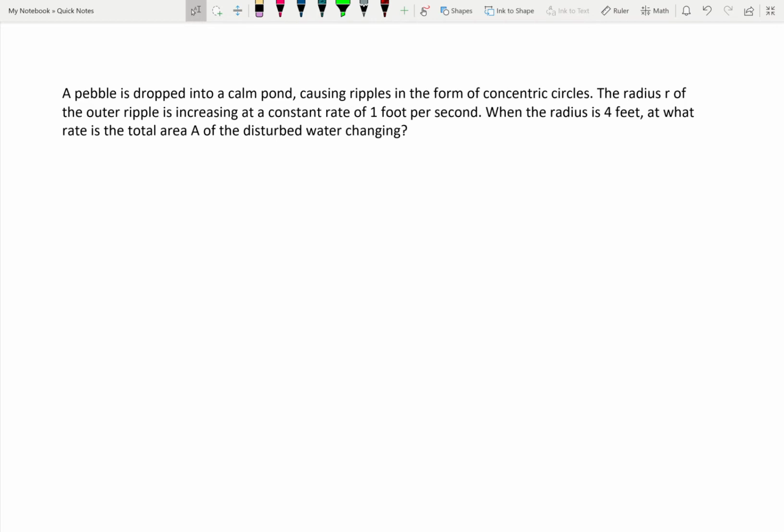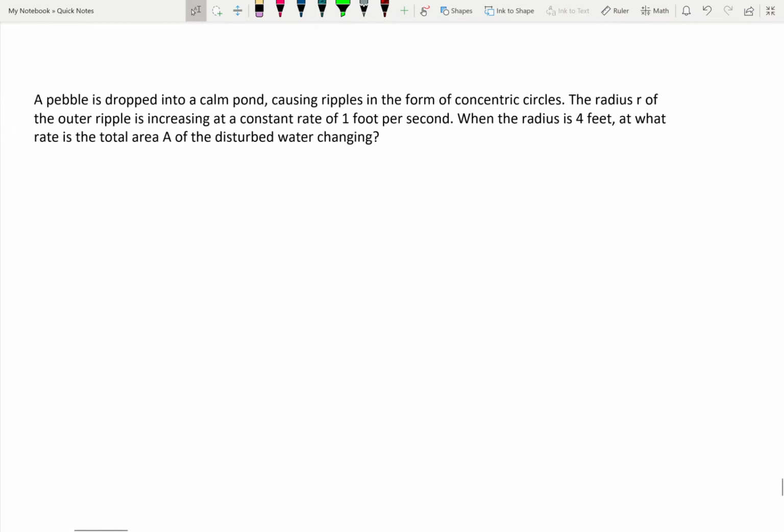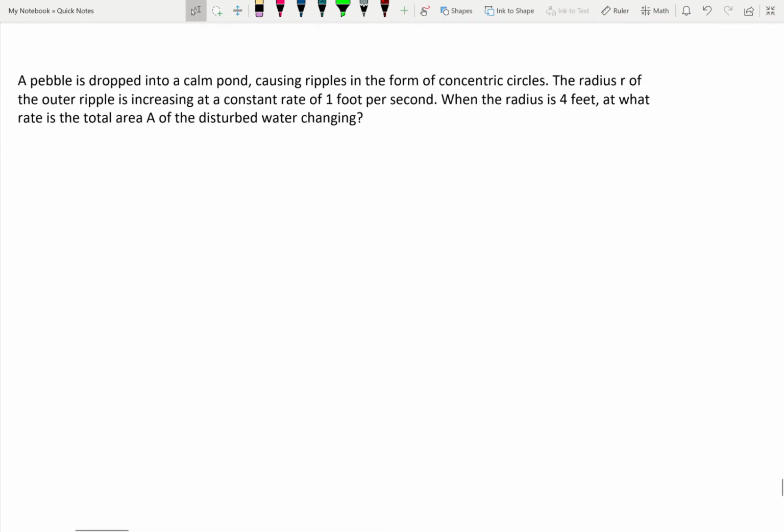A pebble is dropped into a calm pond, causing ripples in the form of concentric circles. The radius r of the outer ripple is increasing at a constant rate of 1 foot per second. When the radius is 4 feet, at what rate is the total area of the disturbed water changing?